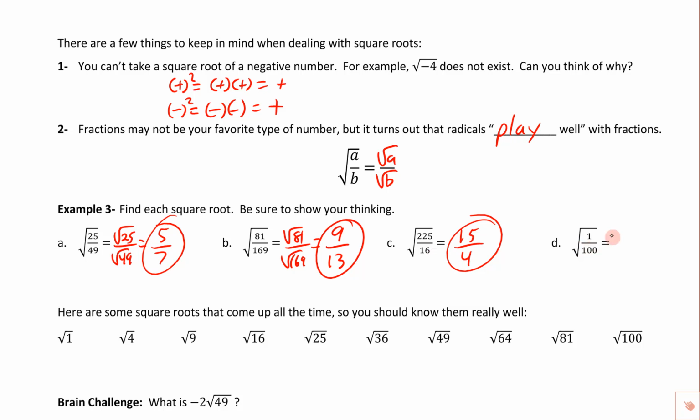And then take a look at this one right here. We'd have the square root of 1 on the top and the square root of 100 on the bottom. Square root of 1. What number do we square to get 1? That would be 1. And what number do we square to get 100? That would be 10, so our answer on that one is 1/10.